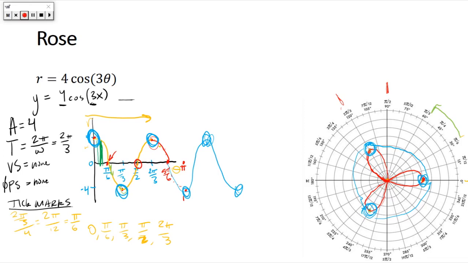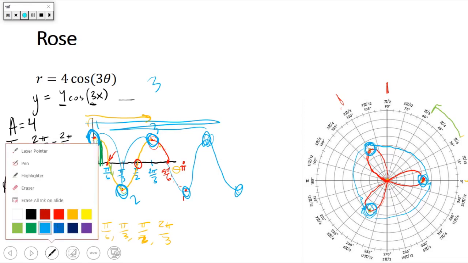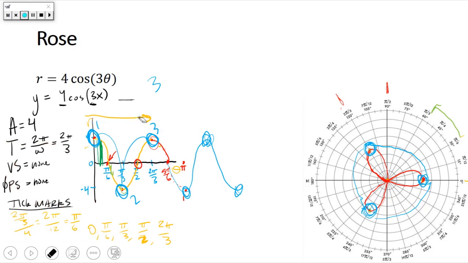So that's kind of a trick to look at how much of this you're going to need to draw. It's however many petals you have. So we had 3 petals. We're going to need these 1, 2, 3 maximums here to draw this. I just drew all over my graph. It doesn't even look like anything real anymore. But yeah, that's really all there is to roses.